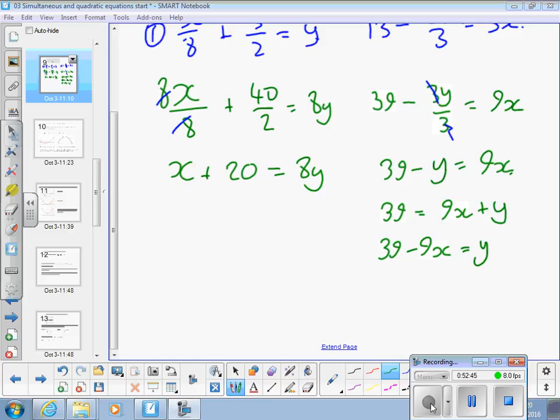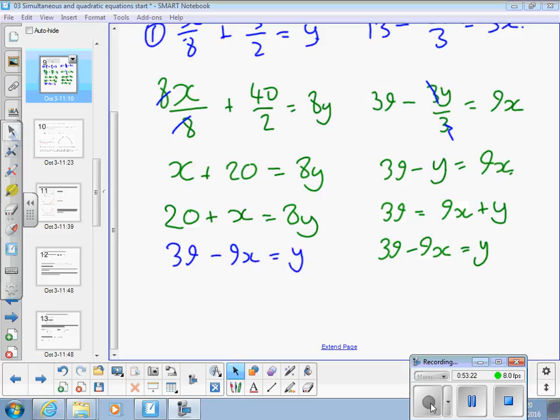And now we need to get these two in the same order as that, don't we? So you can just swap those ones round, can't you? You can make that 20 plus x. So you can do 20 plus x is equal to 8y. So now we've got them. If we bring this one down, we've got these in the same order. We've got the number on its own, we've got the x term, and we've got the y term on the other side of the equals. Next job.